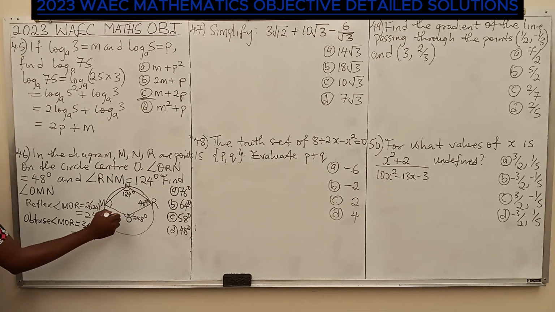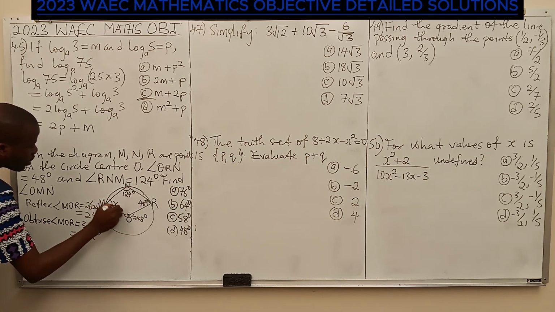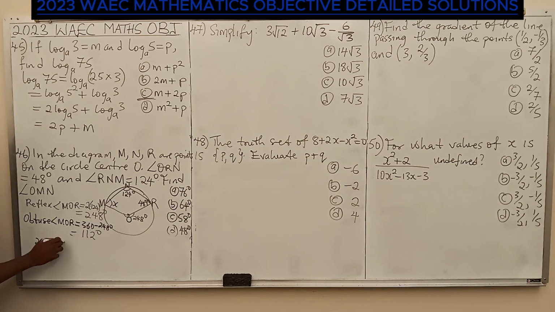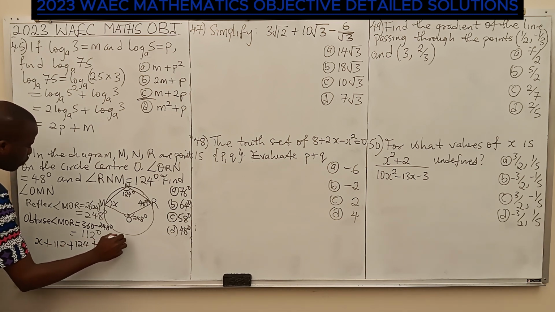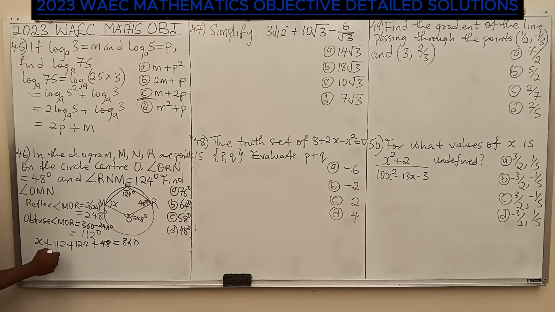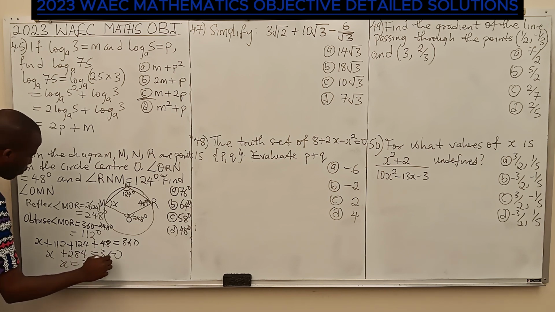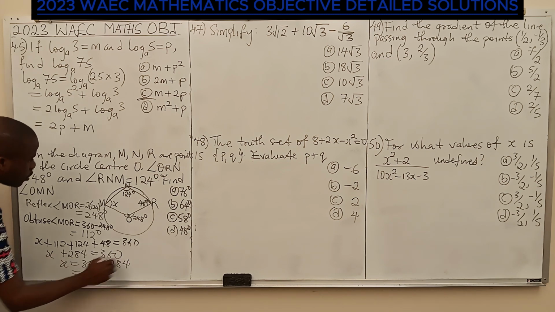And so since here is 112 degrees, we can use angles in a quadrilateral sum to 360. So if we call here x, we know that x plus 112 plus 124 plus 48 gives 360. So 112 plus 48 is 160, and 160 plus 124 is 284. So x will be 360 minus 284, which is 76 degrees, which is A.